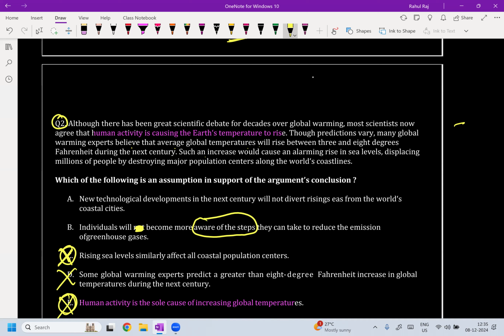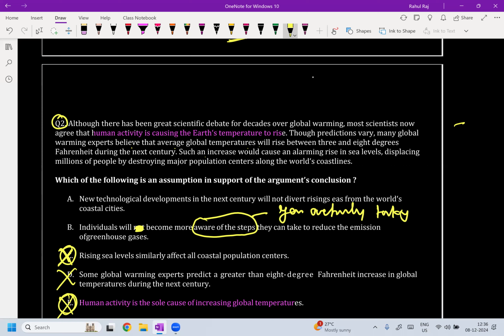You becoming aware of the steps and you actually taking steps are two different corners of the ocean. Not two different corners of the ocean, two different corners of the seven oceans. You actually taking steps is absolutely different, completely different. So individuals will become more aware of the steps they can take to reduce the emission of greenhouse gases. Aren't we aware right now? Right now in the world, global warming is going on. The way the Arctic is melting. In the last 10 years, the amount of Arctic that has melted has never happened in the last 2000 years. So there is a humongous global warming going on right now.